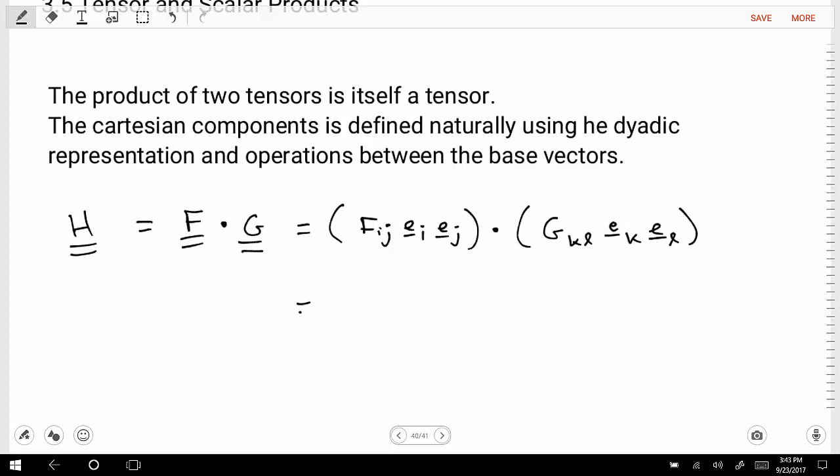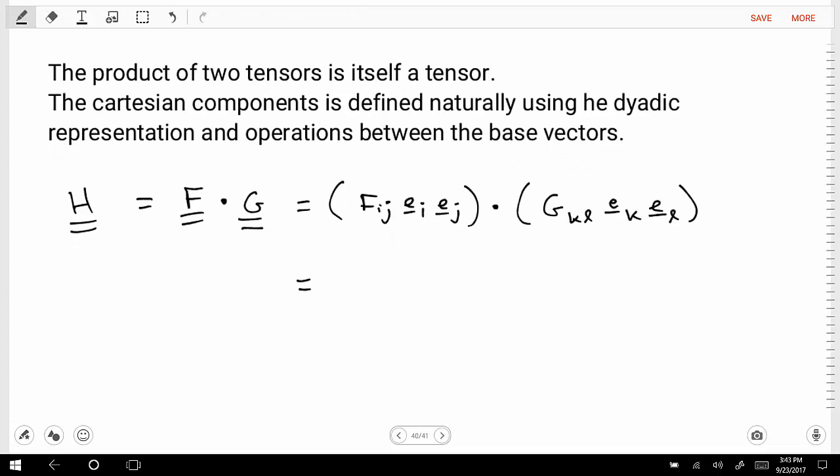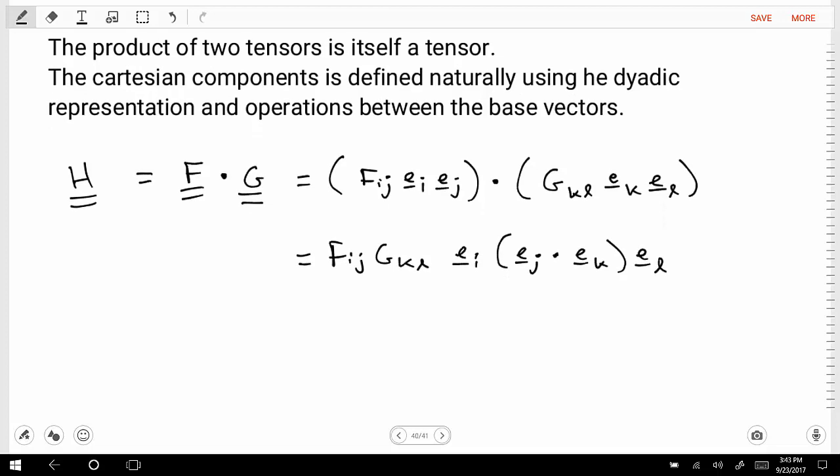Now, since F_ij and G_kl are scalars, right? These are components, individual components. We can pull those out commutatively. So F_ij and G_kl. And then we're left with the operations of these base vectors. So let's say e_i, and let's say e_j dot product e_k. So let's take the inner product of e_j and e_k and e_l.